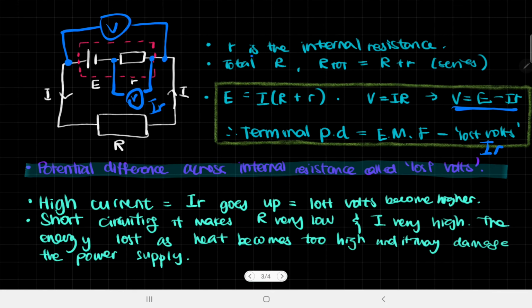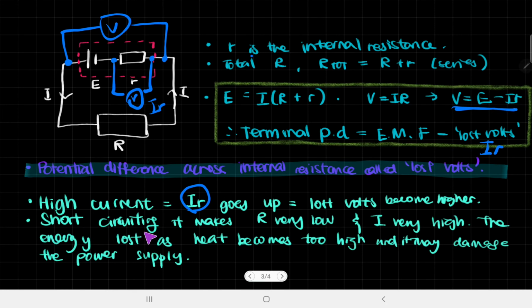According to the equations we've made here, if there is a high current, then for the same value of internal resistance, Ir will go up, which means that the lost volts will become higher. So the higher the current you have, the lower the terminal PD will be, because this is going to be bigger.